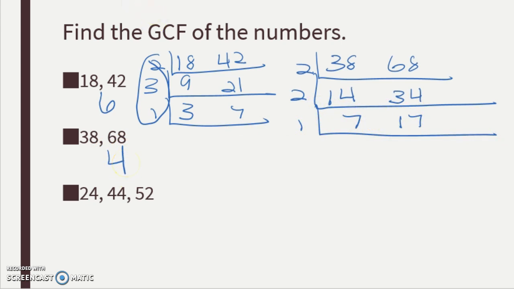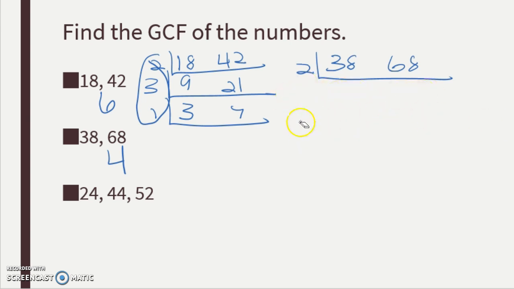Oh, actually, you know what? I messed up on that one too. Oh man, I'm making lots of mistakes today. Let's see. If we go back here, if we take out a 2, that is actually going to be a 19.